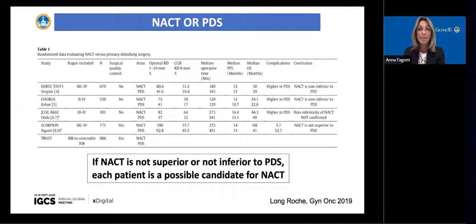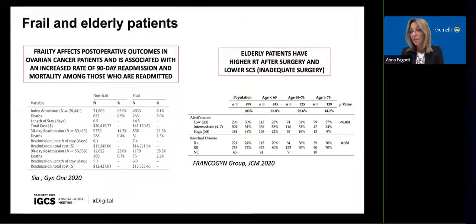So in principle, we may state that each patient with advanced ovarian cancer is a possible candidate for neoadjuvant chemotherapy. However, the use of neoadjuvant chemotherapy is largely accepted in frail and elderly patients. And the reason is double. On one side, we want to reduce the tumor burden with the aim to reduce the number of multivisceral resections needed to achieve complete cytoreduction. And on the other hand, we want to reduce morbidity and mortality due to the combination of extensive surgery together with comorbidities related to age. And therefore, we want to make surgery an option even for those patients who are unfit for surgery.